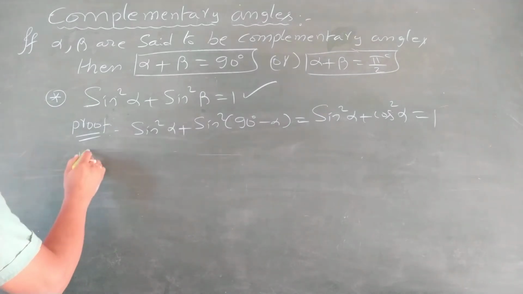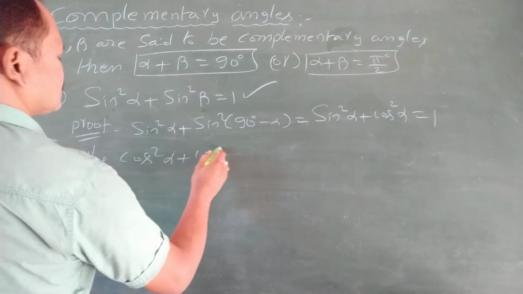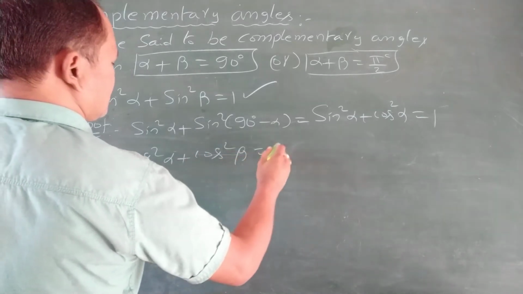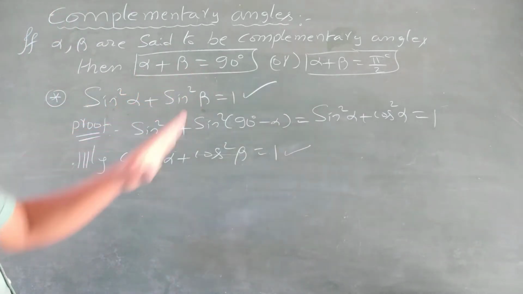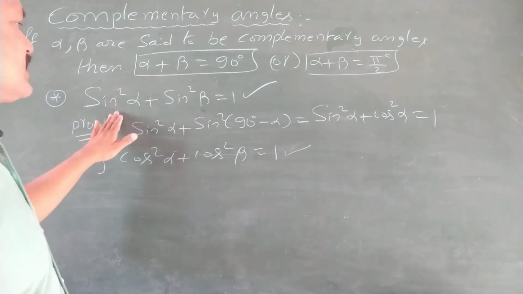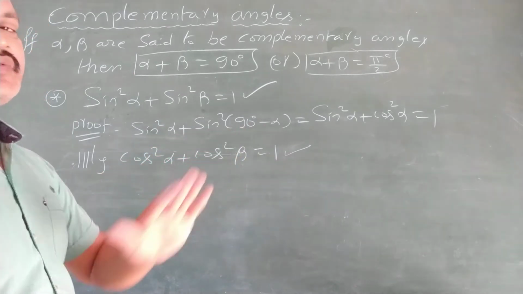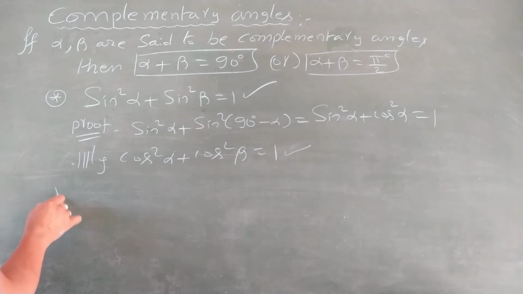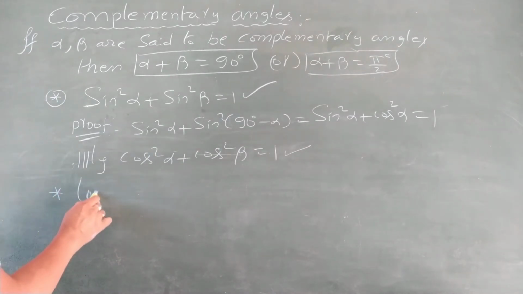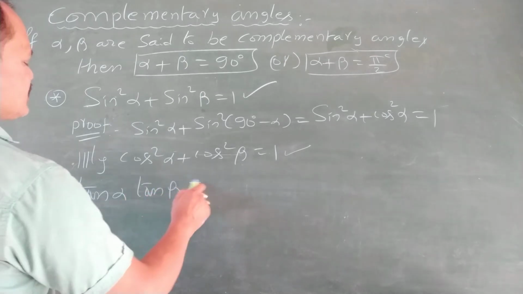Similarly, cos square alpha plus cos square beta is also 1 from complementary angles. If alpha and beta are complementary angles, then sine square alpha plus sine square beta is equal to 1, and cos square alpha plus cos square beta is equal to 1.